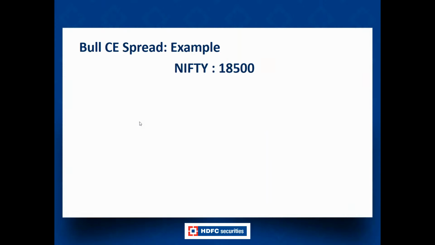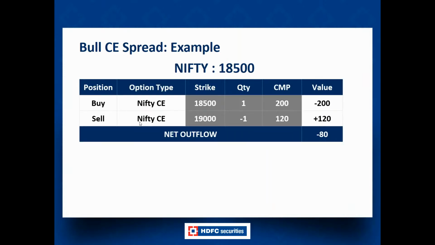Let us understand with an example. Suppose Nifty is quoting at 18,500 and you feel that the market will go up. Nifty has already risen by many points, and if you feel the market will still rise, you can do this strategy called bull call spread. You buy the 18,500 call option at 200 rupees, and to compensate some part of its cost, you sell a 19,000 call option and receive 120 rupees. So net from your pocket, only 80 rupees is at risk.